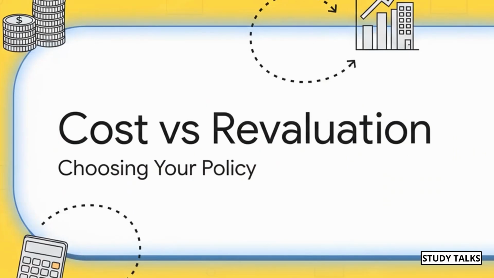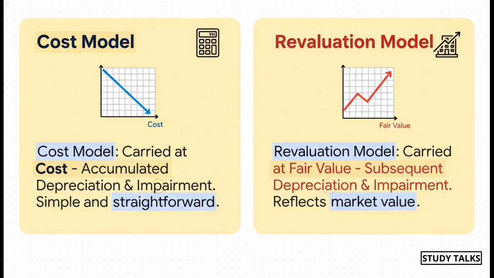All right, we've nailed subsequent costs. Let's move on to the next big topic. After you've first recognized an asset, you have a choice to make about how you account for it going forward. This is the big policy decision, the cost model versus the revaluation model. So what's the difference? It's pretty straightforward. On the left, you have the cost model. This is simple. The asset is carried at its cost minus accumulated depreciation and any impairment. It's all based on the historical price you paid. On the right, we have the revaluation model. This is totally different.